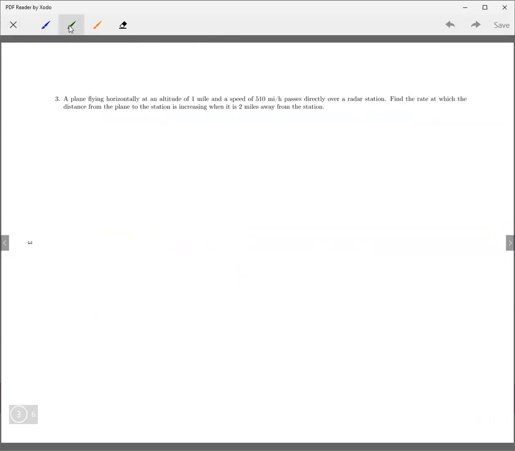Here's another example. We have a plane flying horizontally at an altitude of 1 mile and a speed of 510 miles per hour. It passes directly over a radar station. Find the rate at which the distance from the plane to the station is increasing when it is 2 miles away from the station.